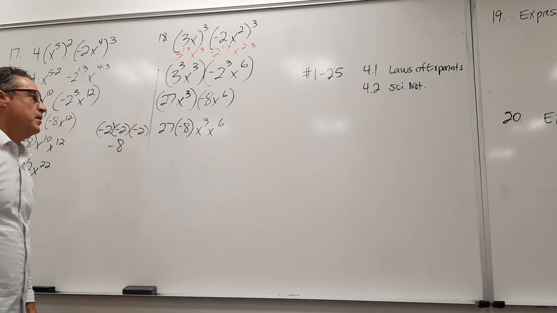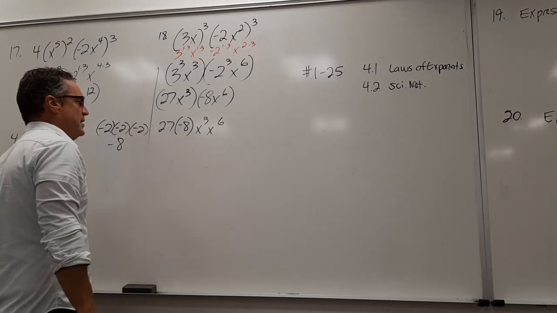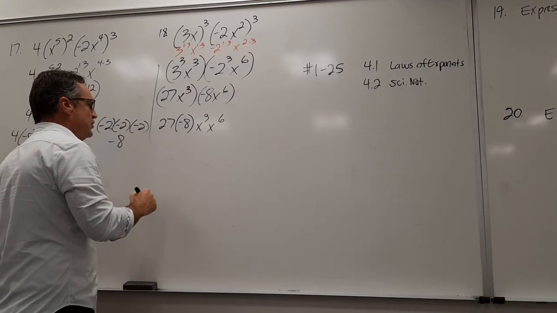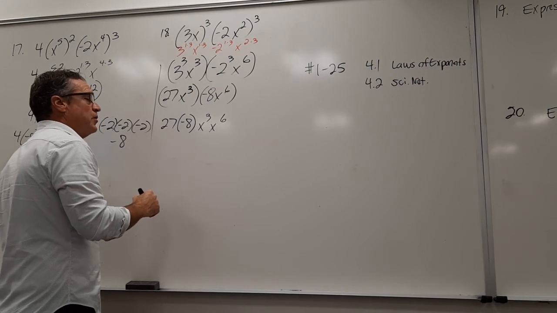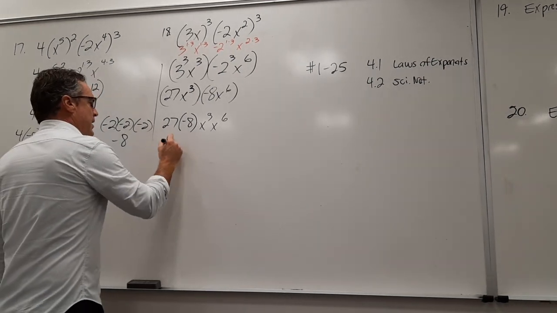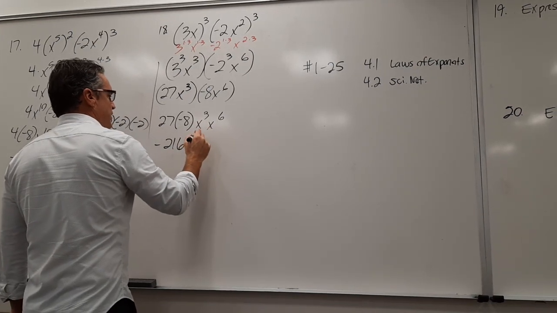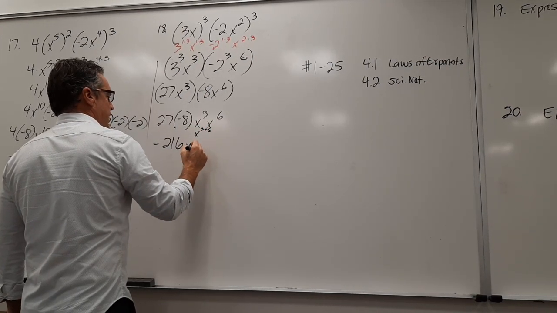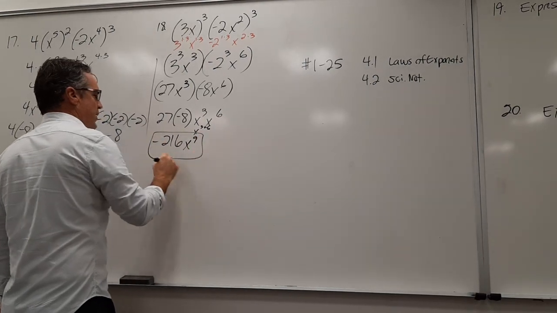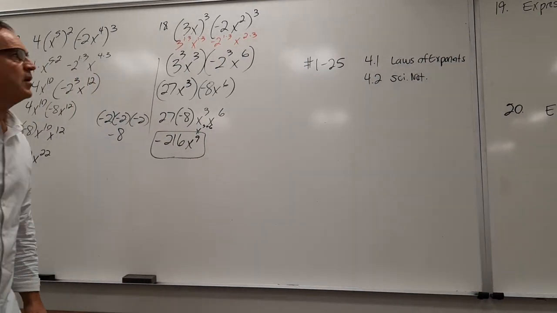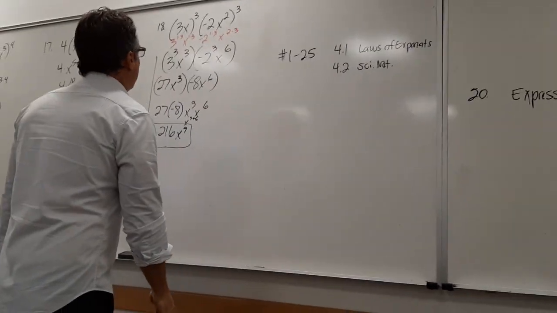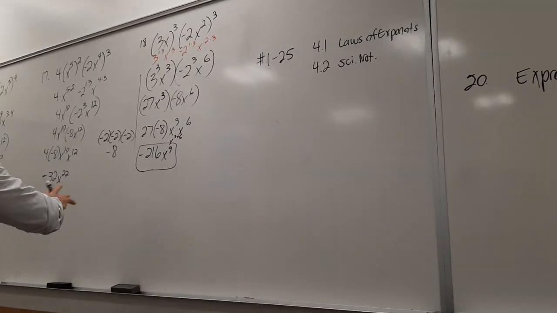Yeah. Yep. And so 8 times 27 is going to be 216. So I got negative 216 x to the 3 plus 6. X to the 3 plus 6 makes x to the 9th. That is the final answer for that one. Okay? All right. So that takes us through 18.